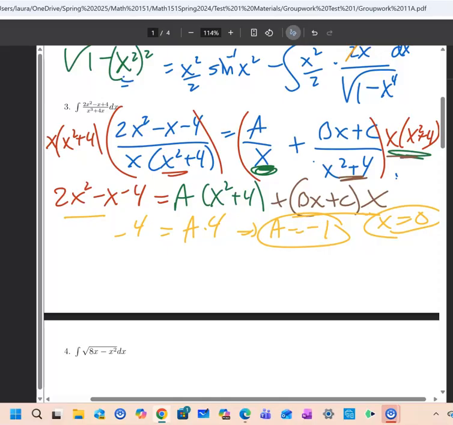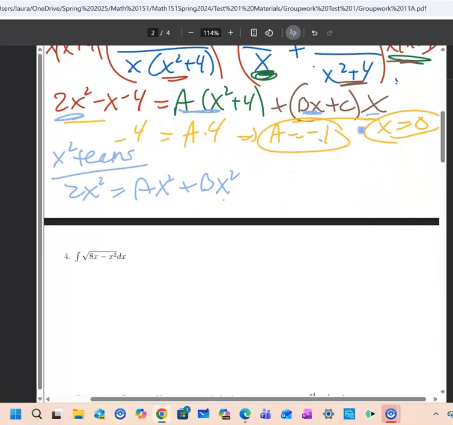How about we look at the x squared terms? If I look at x squared terms, on the left-hand side, I see 2x squared. So what do I see on the right-hand side? Oh, I'd have ax squared. And from these two terms, I'd have a bx squared.